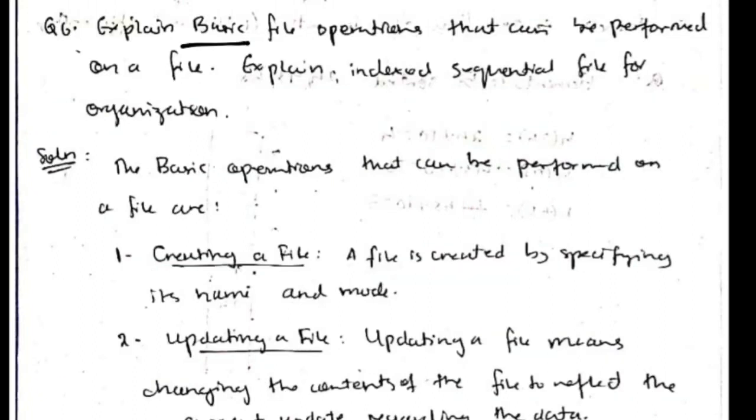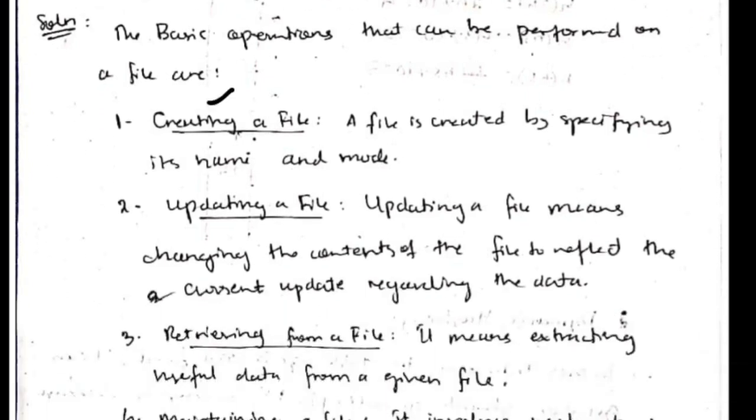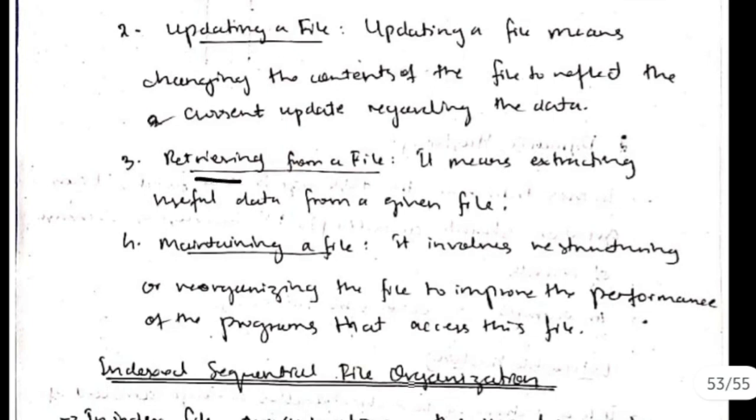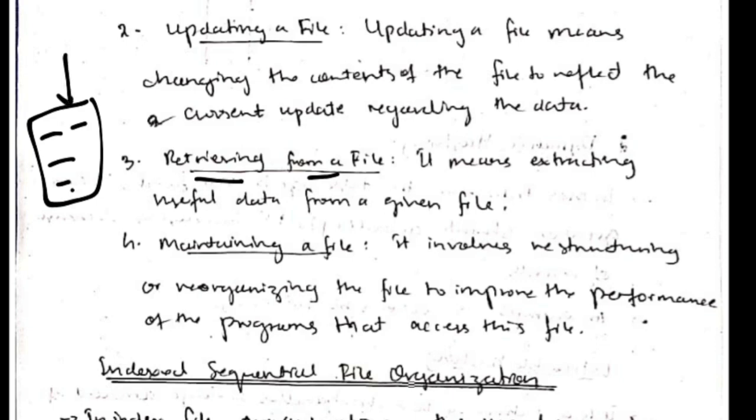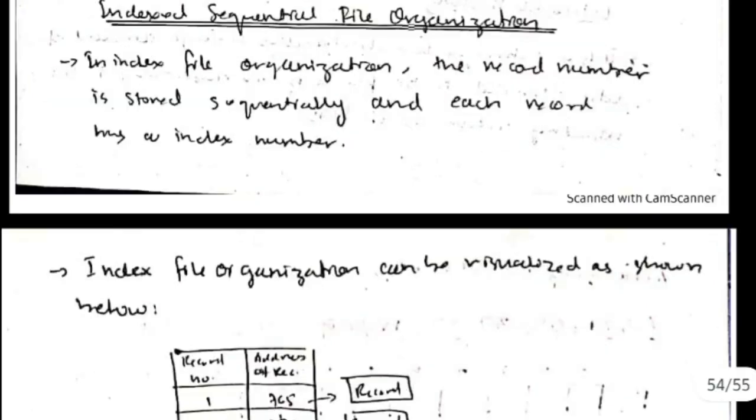What are the basic file operations that can be performed on a file, and explain index sequential file organization. So there are 4 basic operations, which is creating a file. We will create a file by using the name and the mode, and updating a file means updating the values which the file has, and retrieving from a file means the file has a lot of data, right. So a particular word if you want, that retrieval is known as retrieving from a file. Maintaining a file means organization of the data inside the file.